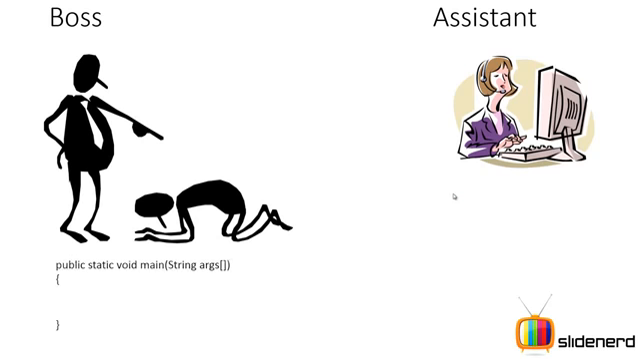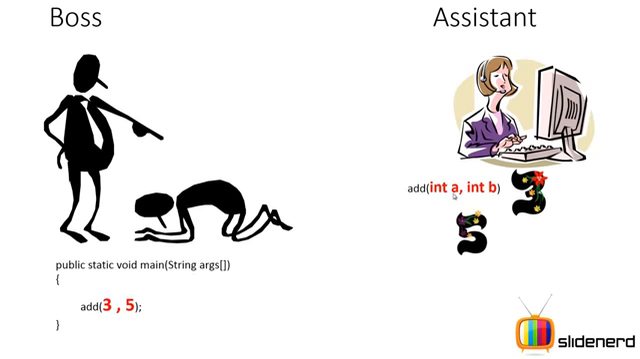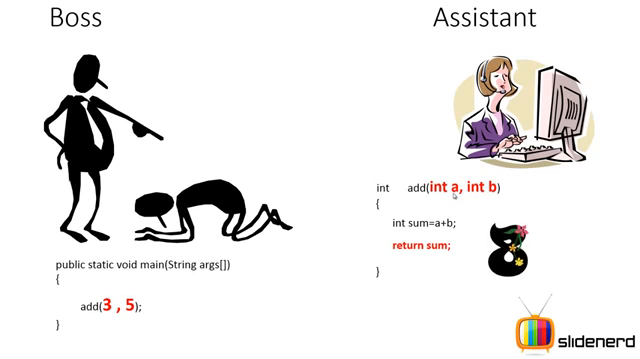So this time the boss is going to do the same thing, saying add 3 comma 5. The assistant is going to look the same way, int a, int b. 3 goes here inside a, 5 goes here inside b. The assistant calculates the addition of 3 and 5 by saying sum equals a plus b, and then look at this statement over here. It says return sum. What does that mean? This means this assistant is going to calculate 8. This 8 is going to be thrown back to the boss. Take a look over there.